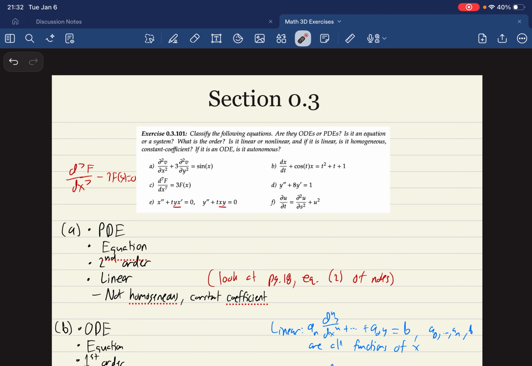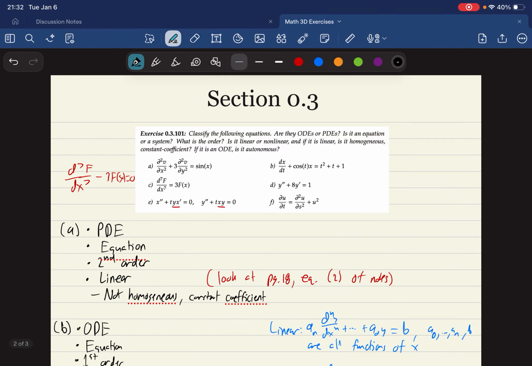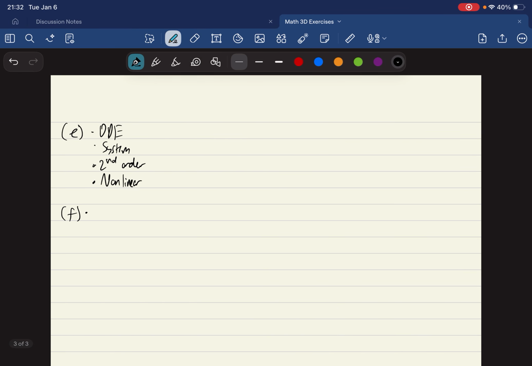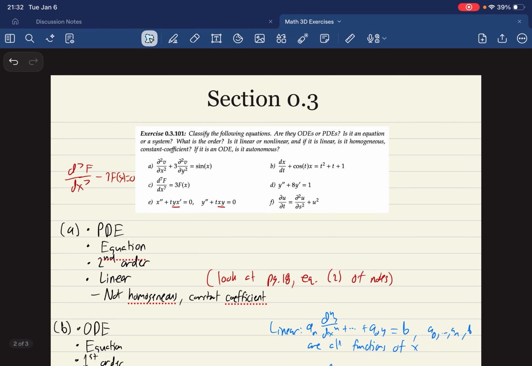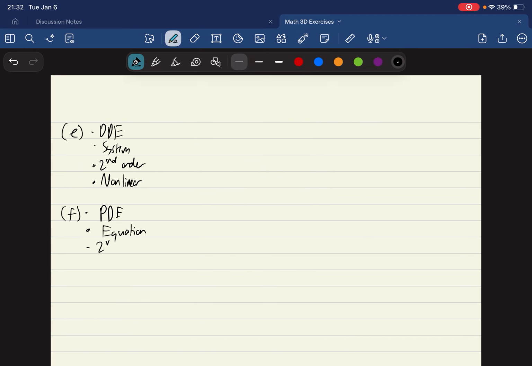And finally, we're left with F. So hopefully everyone agrees this is a PDE. We have partial derivatives. This is a PDE. It's a single equation. And this PDE has order 2. We have a first derivative, second derivative. The biggest derivative has order 2, so this is second order.